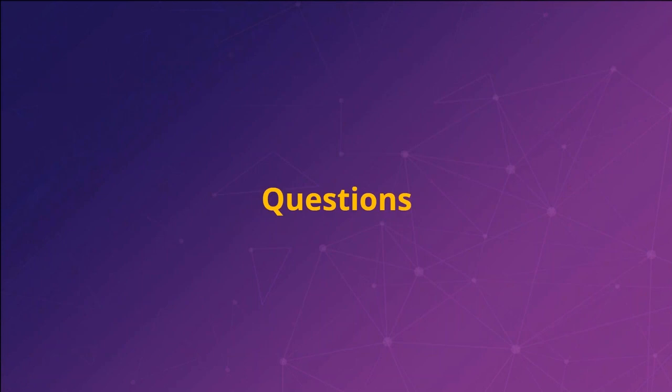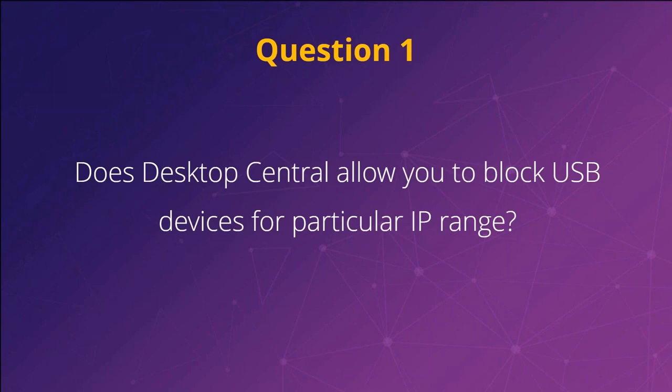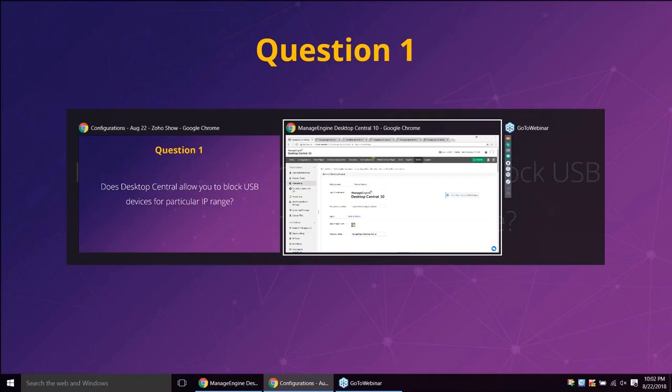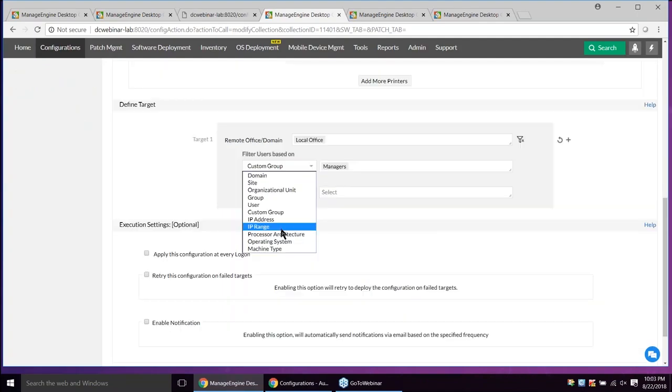Let's look at some frequently asked questions with the support. Does Desktop Central allow you to block USB devices for a particular IP range? Yes, we do have options for that. While you are deploying the printer, instead of a group, you can select an IP address or even an IP range. That's possible.